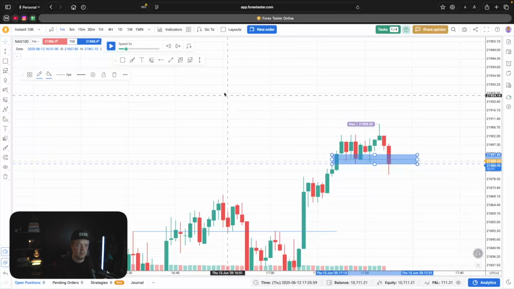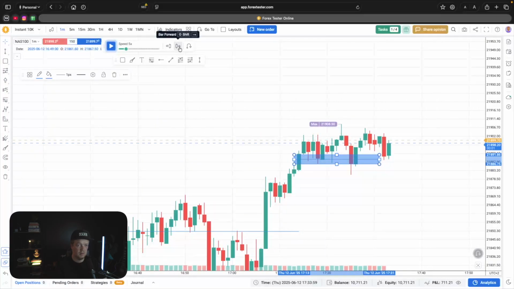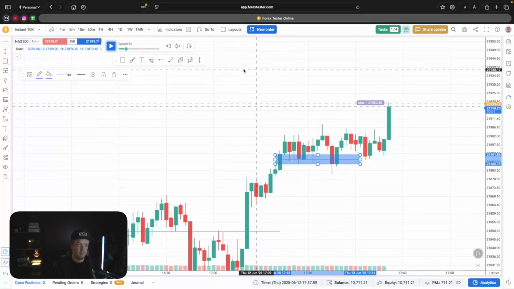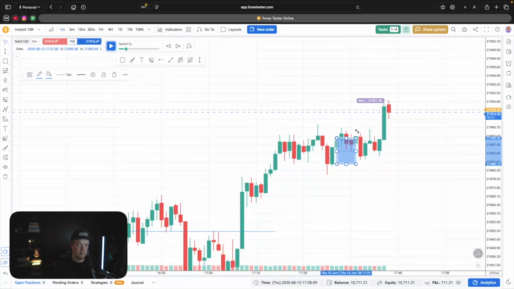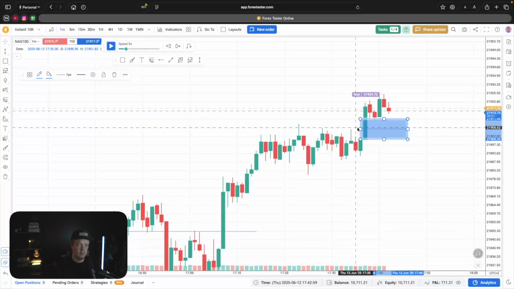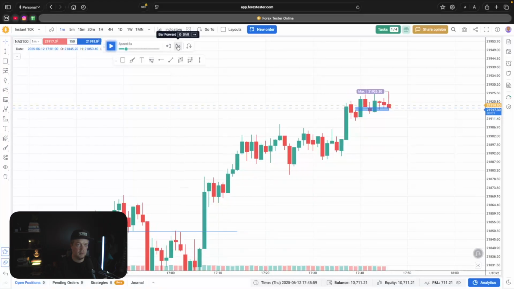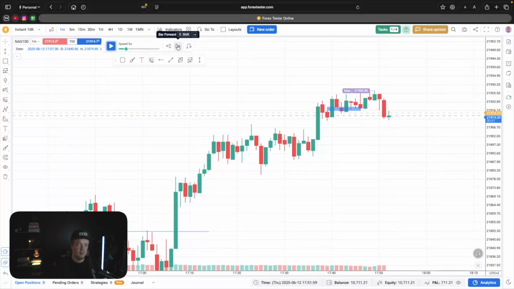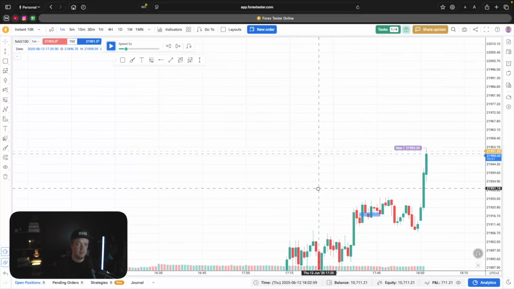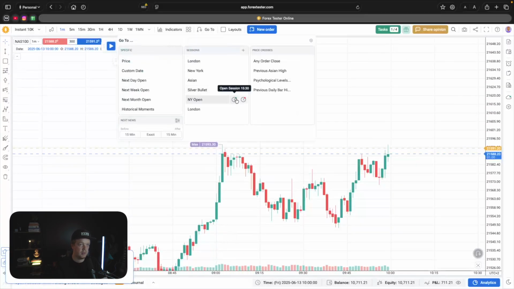Did we break through? Not yet. Nothing yet. Now it moved right over there. There's another one. Did we break through it? Not yet. I think this price is just going up. So let's go to the next day. Not London, sorry, New York.